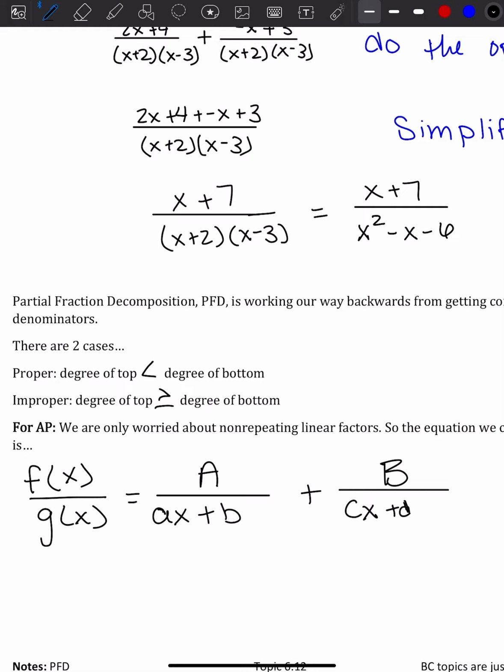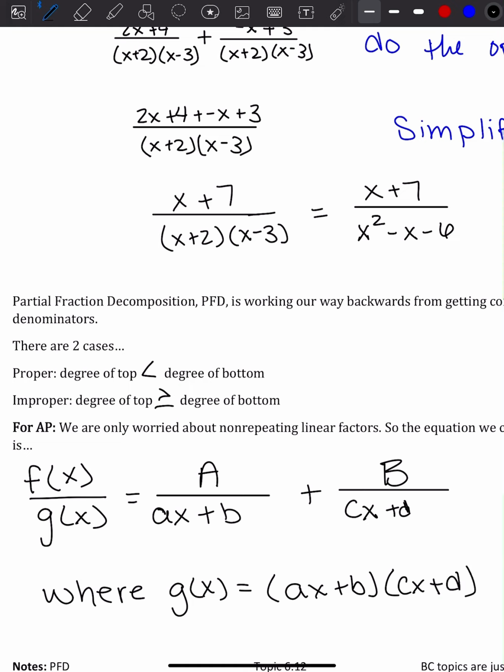So the one stipulation is that g of x has to be those two denominators multiplied together: ax plus b times cx plus d. So we're going to figure out a way, called partial fraction decomposition, to take a fraction that is not simplified and use it to do some simplification, because eventually we're going to want to do some integrals.